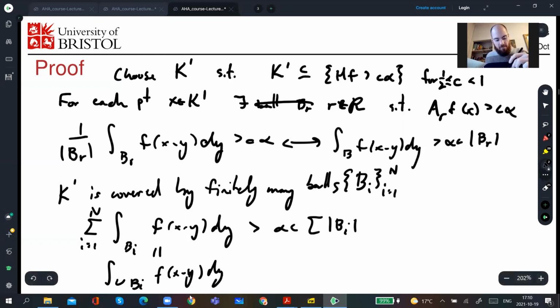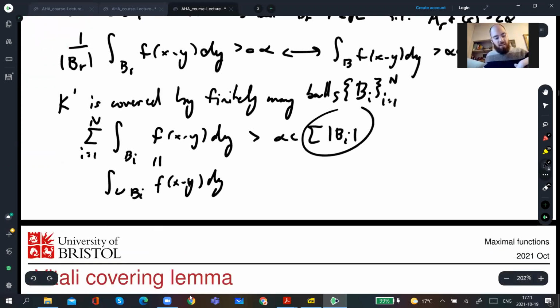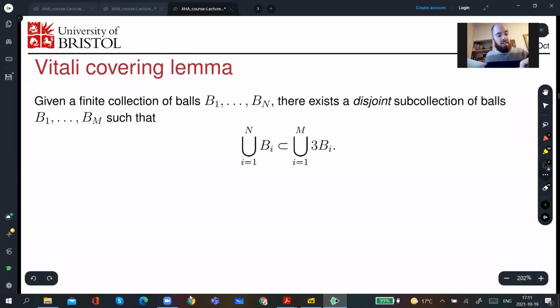Instead, it's something a bit bigger. And similarly, there's a bit of overlap here. But this argument is actually not too far off. This idea of just writing down the balls and blindly applying things isn't too far off. The cleverness comes in the Vitali covering lemma, which tells us that if you gave me any finite collection of balls, the ones coming from K prime, B_1 through B_n, there's a disjoint sub-collection of balls, B_1 through B_m, such that this containment is true.